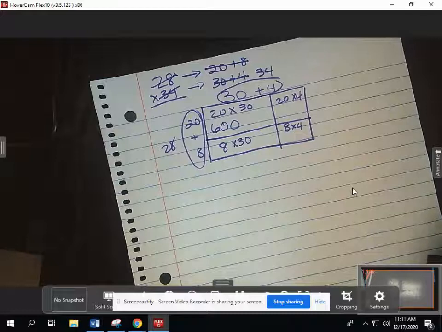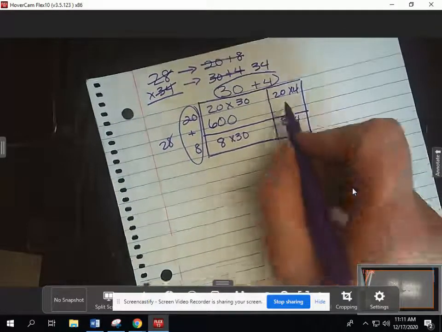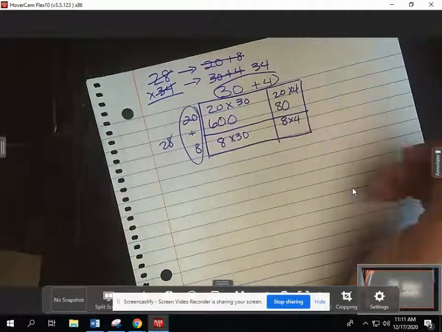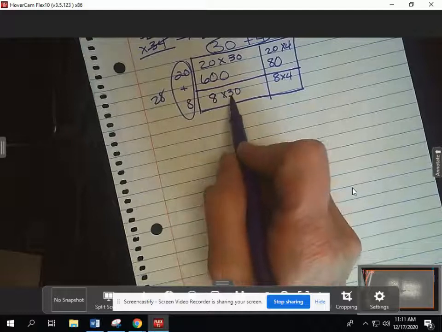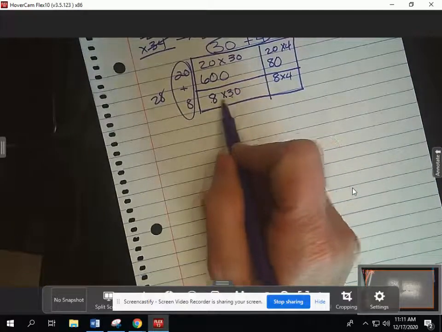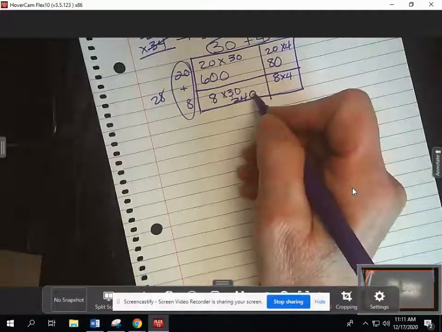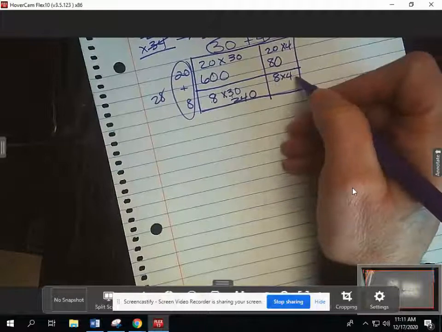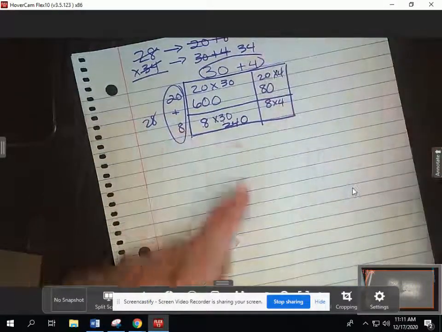20 times 4. You can count by 20s, or in other words, you can think of 2 times 4 is 8, times your 10. 8 groups of 10. Looking at this one, 8 times 30. 8 groups of 30. 8 times 3 is 24, times your 10, 24 groups of 10. And then this one doesn't have any 10s. It's the 1s that we're multiplying together.